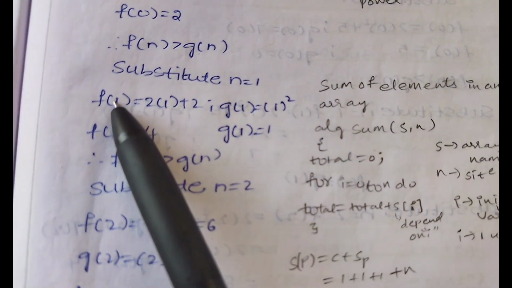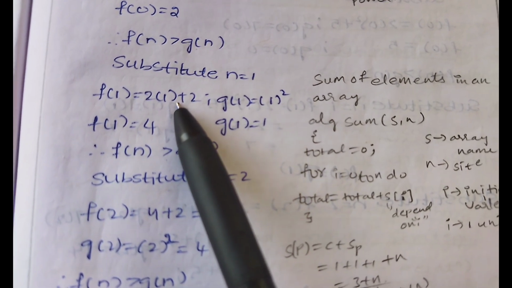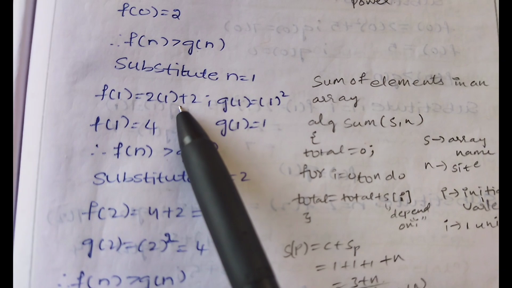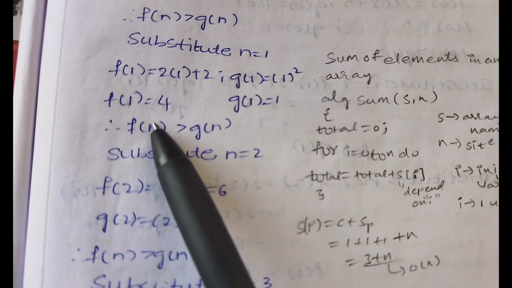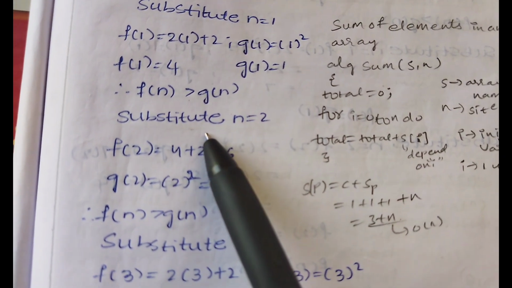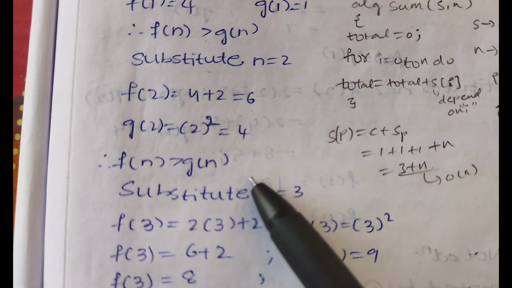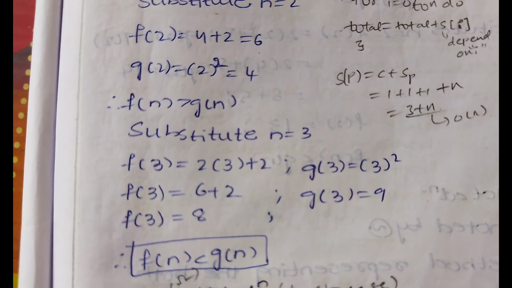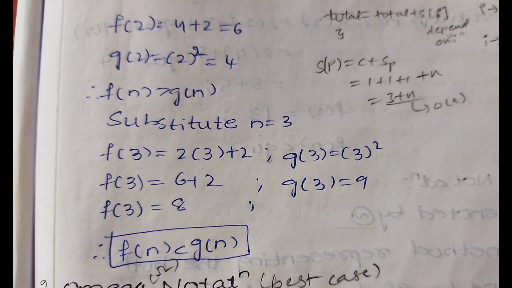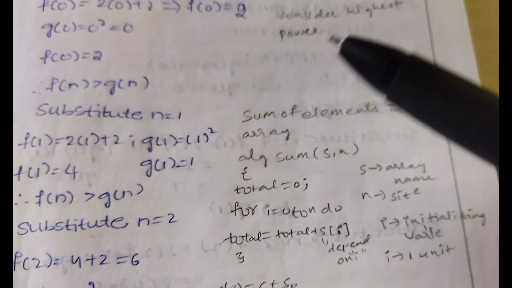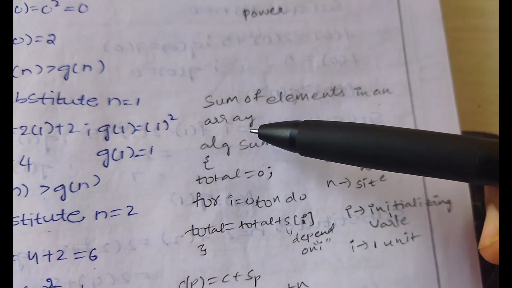Substitute 1: f of 1 is found by replacing n with 1, and we substitute 1 for n in g of n as well. Here f of n is greater than g of n. Substitute n equals 2, and continue the process up to n equals 3. In the case of n equals 3, f of n is less than g of n. This is the point.